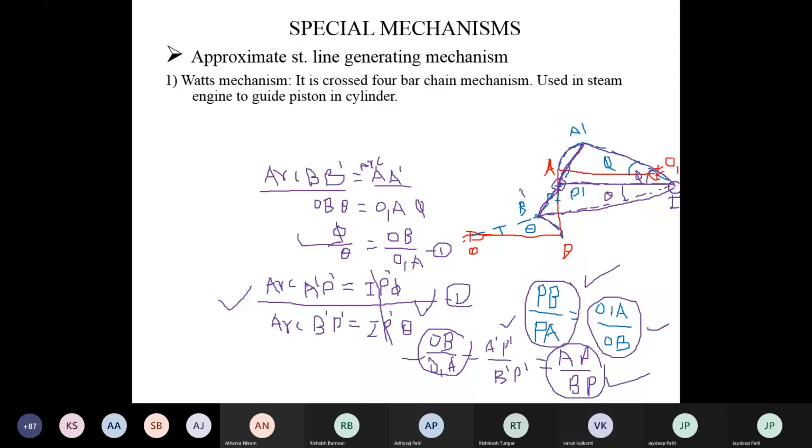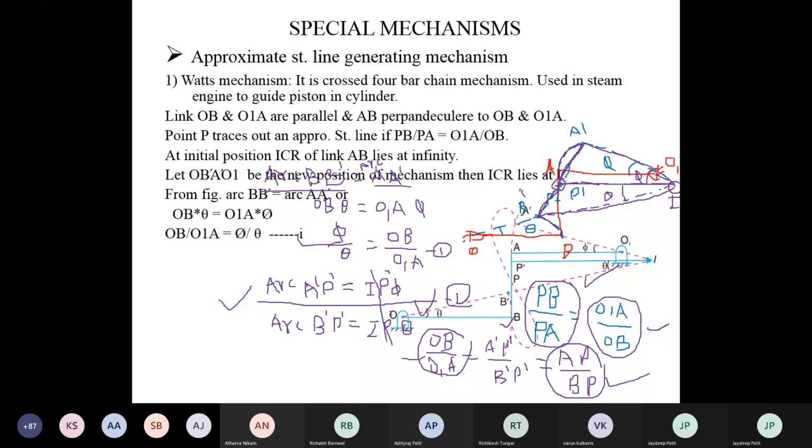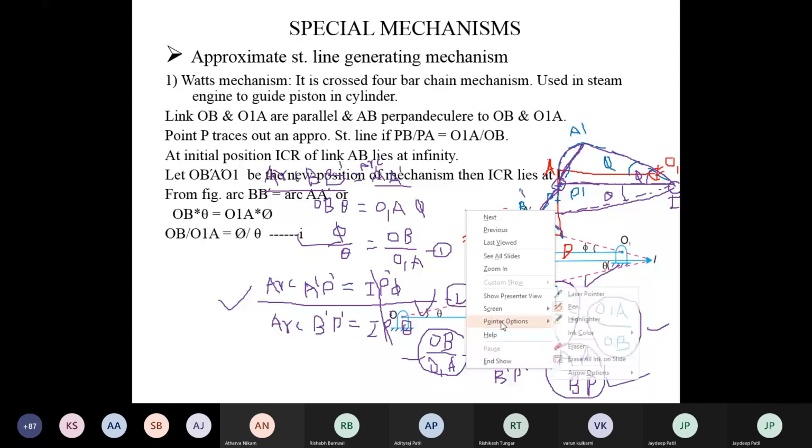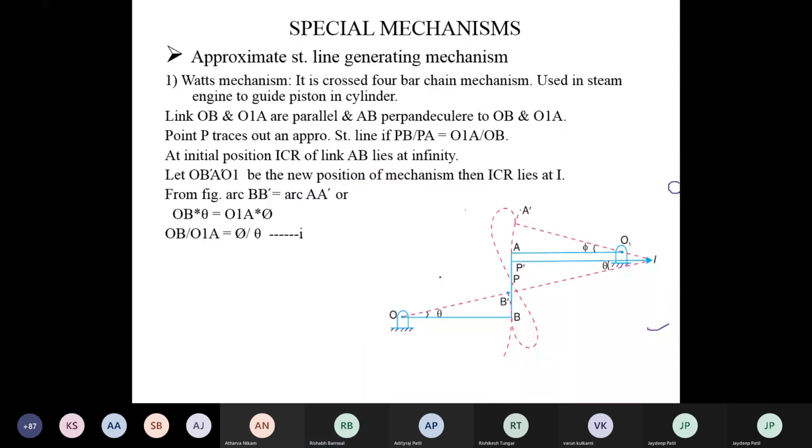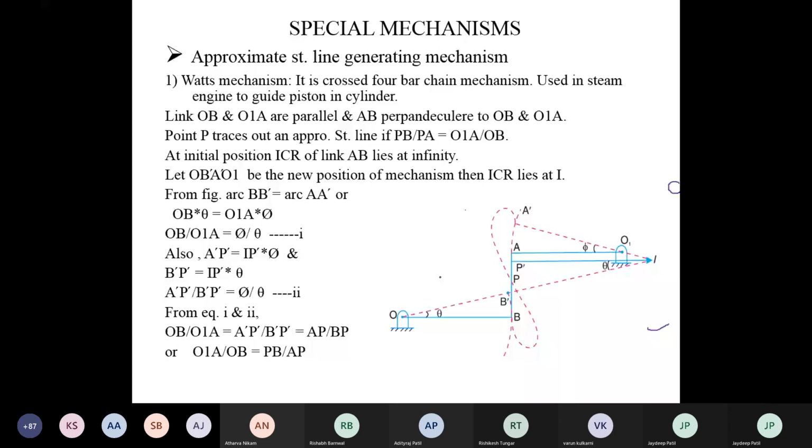ओके सर. Yes, sir. I'll show you the slide here. See, this is the figure. Okay, all of you draw this figure. Only draw this figure, Watt's mechanism, and you have to draw this figure and write down the ratio which is required, or the condition of ratio PB upon AP is equal to OA upon OB. Don't write this derivation. I will send you the PPT.